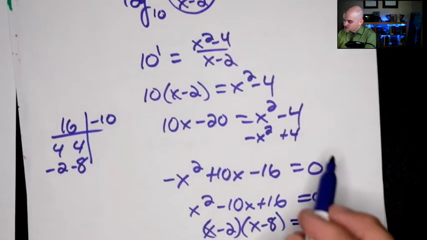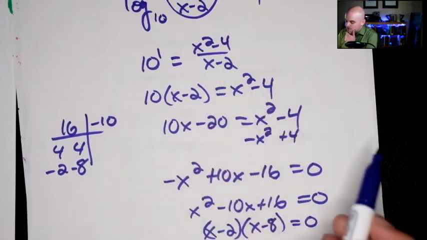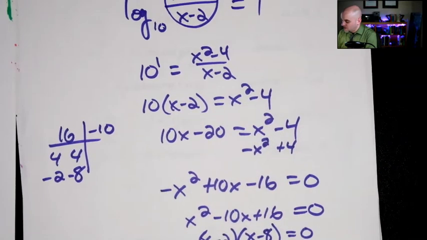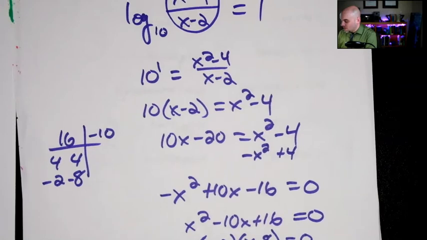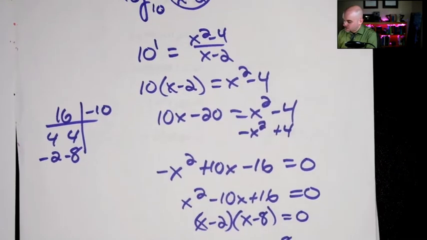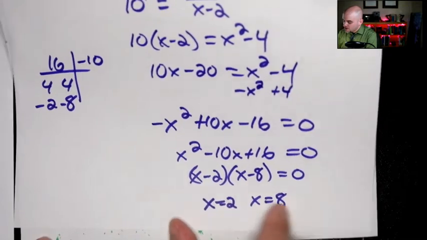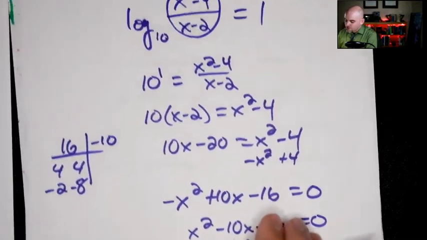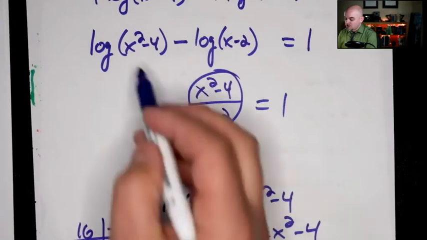So notice if we had canceled over here, I don't think we would have gotten the same answers. Maybe, but I don't think we do. I think it might lead to a few mistakes there that students avoid by doing it this way. So x equals 2, x equals 8. If I put those in, I shouldn't get any negative numbers here.